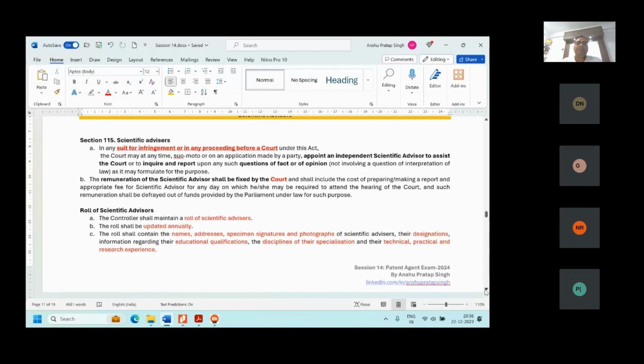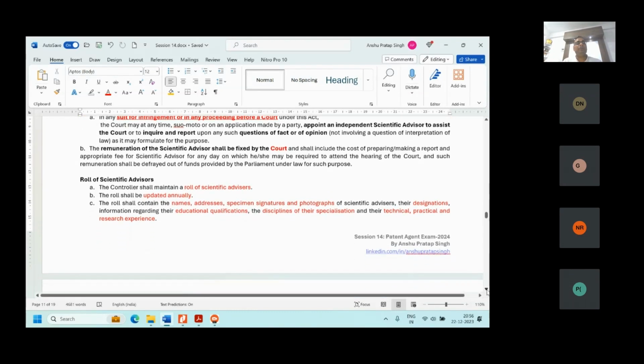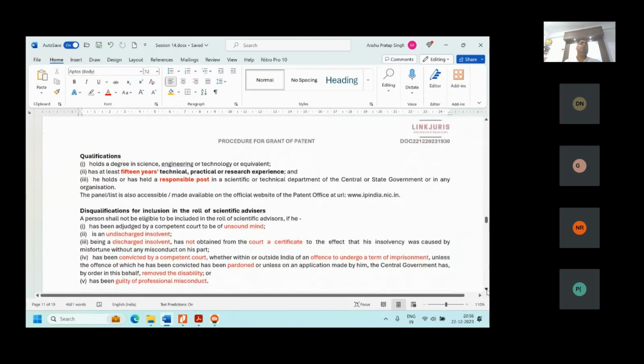What is their name, address, specimen signature, photograph, their designation, educational qualification, as well as the experience and the discipline of specialization. For example, if he's an electrical engineer, he can be called on that. If there is someone who is in biotech, who is renowned in biotech, that person can be finalized. He can be asked for the biotech invention and they are questioned.